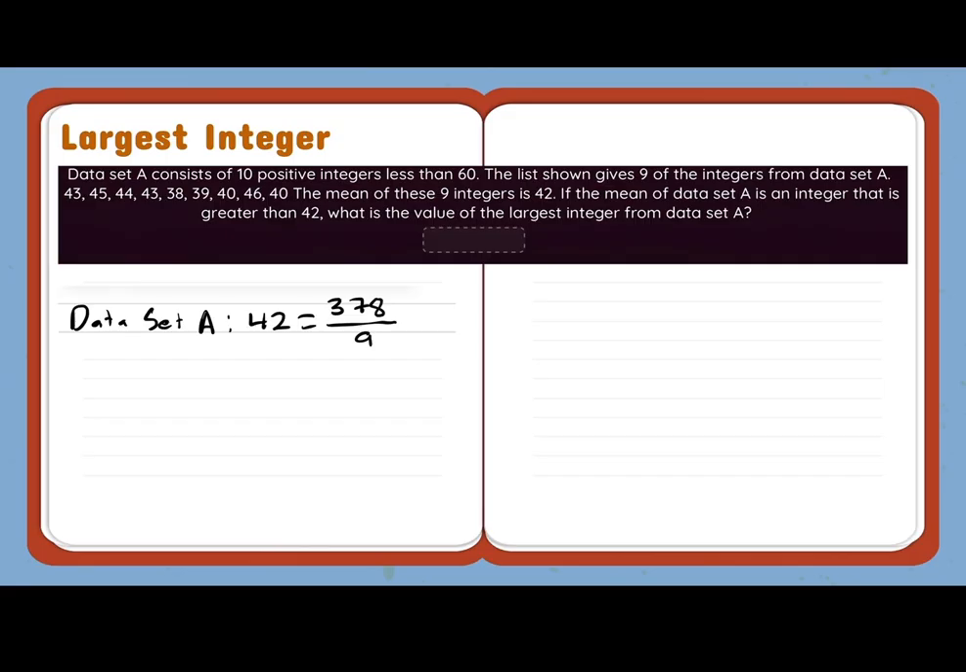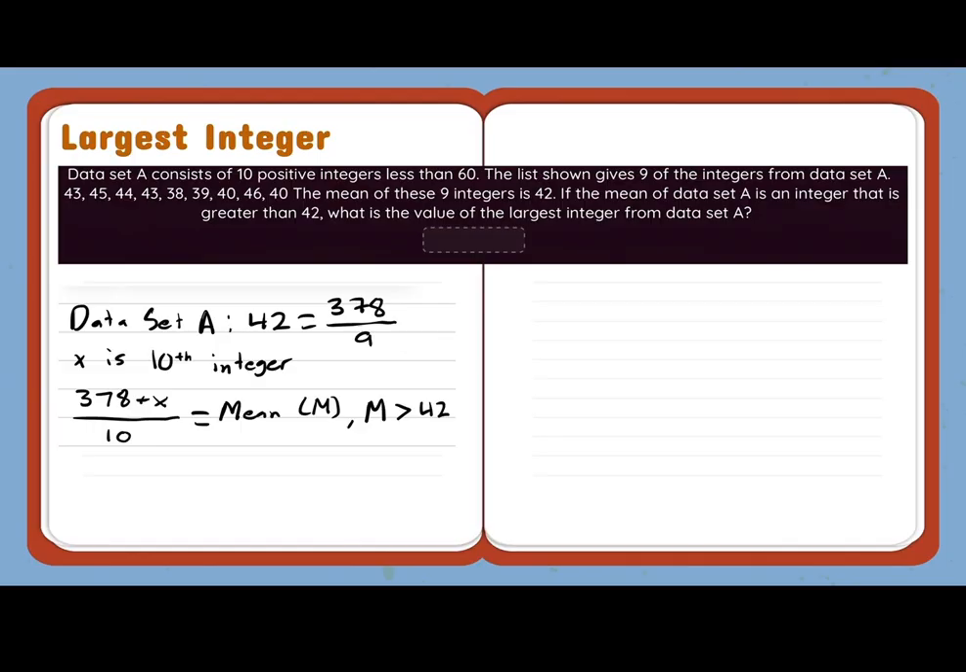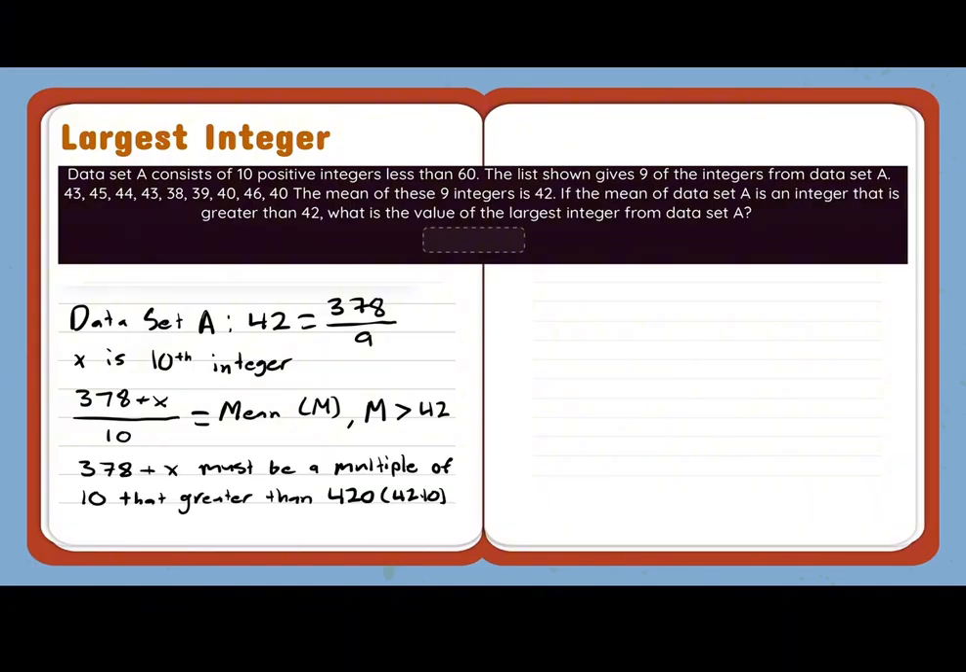Now, in this case, x is the 10th integer, and we have our mean. So this comes from all the numbers from data set A, the 9 integers, plus that x, over 10, and we need that mean to be over 42, aka 43. In order to find that, we do know that x must make the total 430, which is 378 plus x.